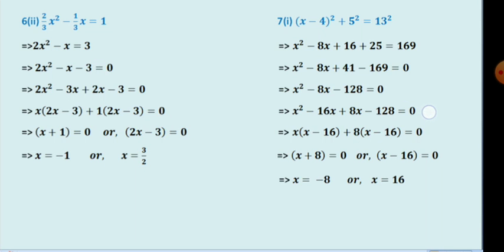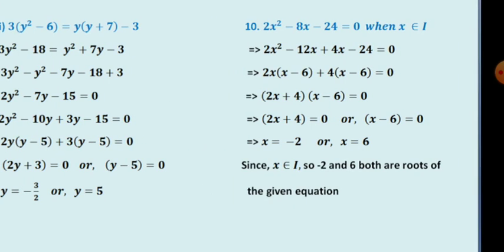Now pairing up the first two terms and taking x common, we will write x as common and in the bracket x minus 16. Then plus 8 common and in the bracket x minus 16, which is equal to 0. So one of the terms is x plus 8 equals 0. Therefore the value of x is equal to minus 8. Another term is x minus 16 equals 0. Therefore the value of x is equal to 16.